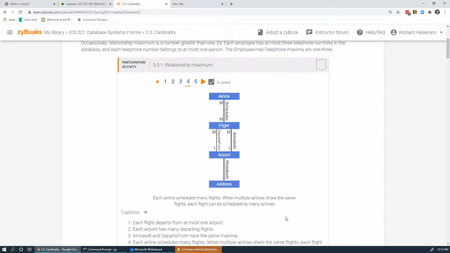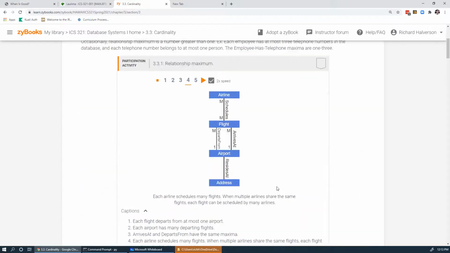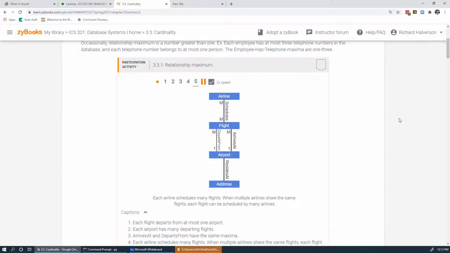Okay, that doesn't happen that often, I guess, but more than one airline can be sponsoring a single flight. I guess that's what this means. All right, so that's interesting. Are we done? Let's finish.